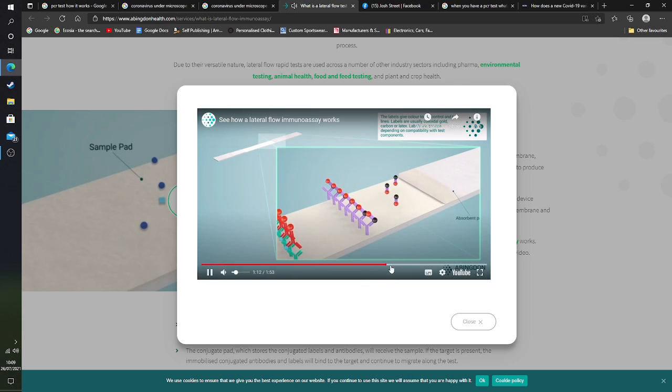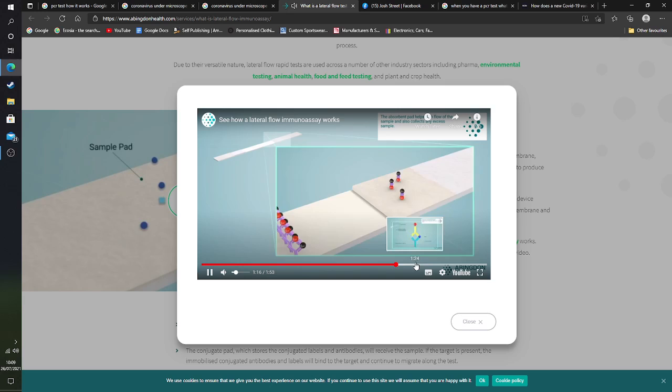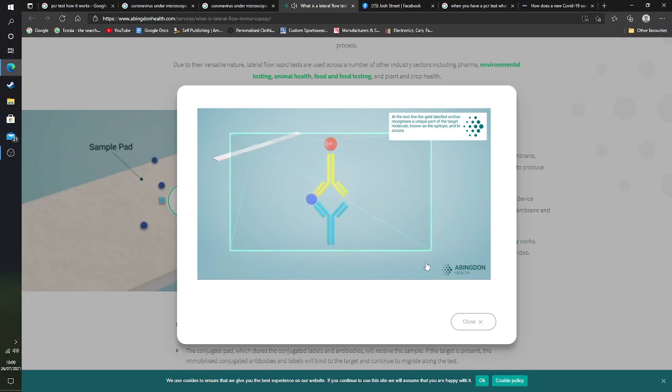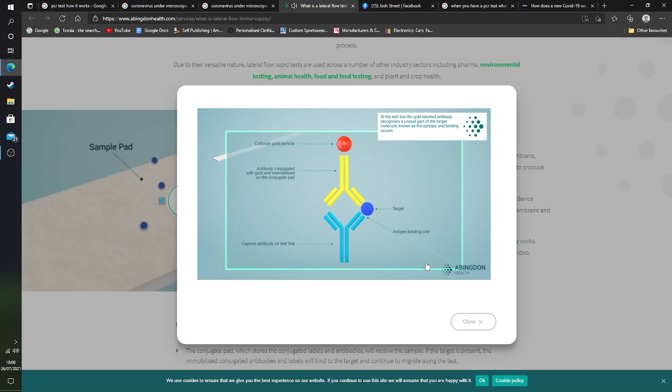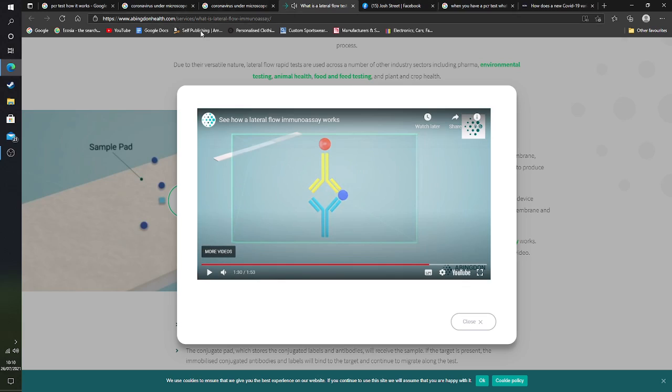So that's, just let it show you this last bit here. So again, you can go and watch that yourself. That's on the Abingdon Health website. I just typed in how a lateral flow test works in Google, and that came up.